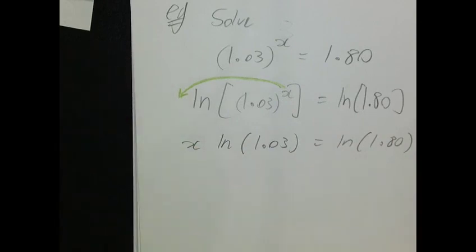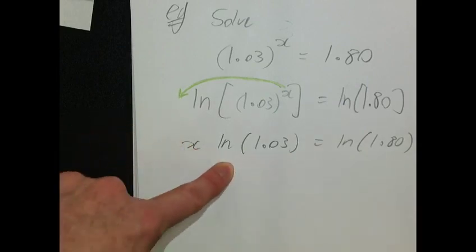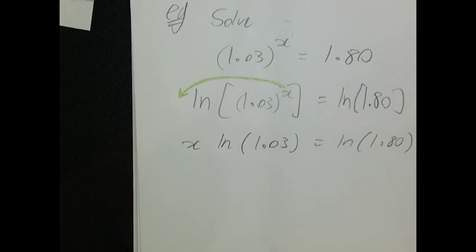The x came down out of the log, and now I have x times this number. I don't know what that number is, something. It's close to zero, right? Because ln of one, log of any one, is always zero. So it's like zero point something.